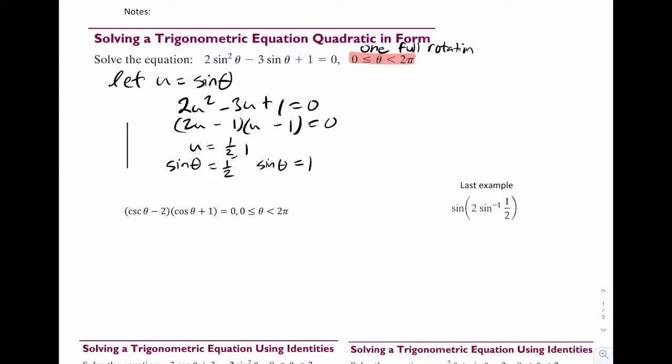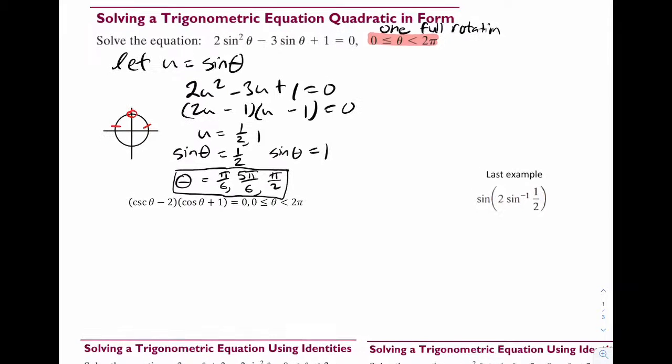So on the side here, let's draw our unit circle. So here's our circle. I'm going to mark where 1/2 happens. That's the two low tick marks on the top side. And 1 is at the top. So our three answers are pi over 6, 5 pi over 6, and pi over 2. Let's box that. And we are done. Next example, right below.